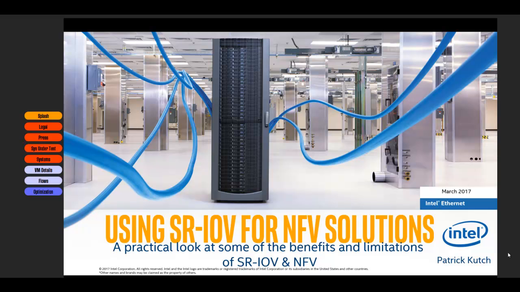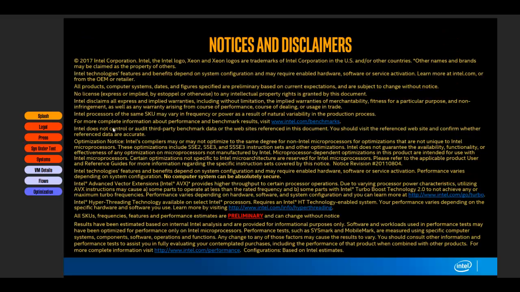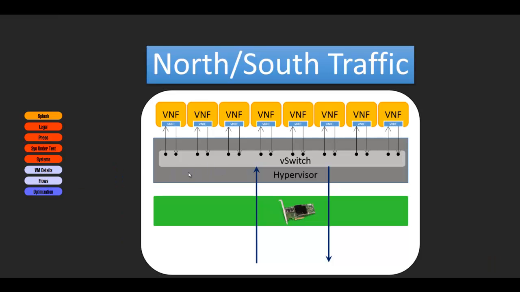Hi, Kutch here. Today I'm going to be talking about using SR-IOV for your NFV applications and the implications that may have on your decisions to use it. We're going to be specifically talking about using SR-IOV and OVS-DPDK for traffic in two different traffic patterns. In general, when you have an NFV solution, your traffic has two different patterns.